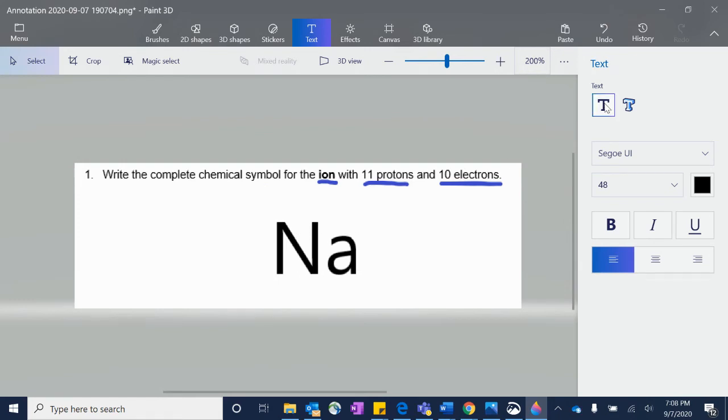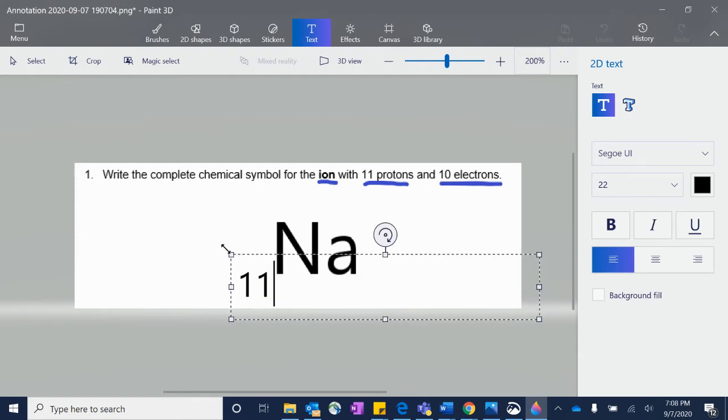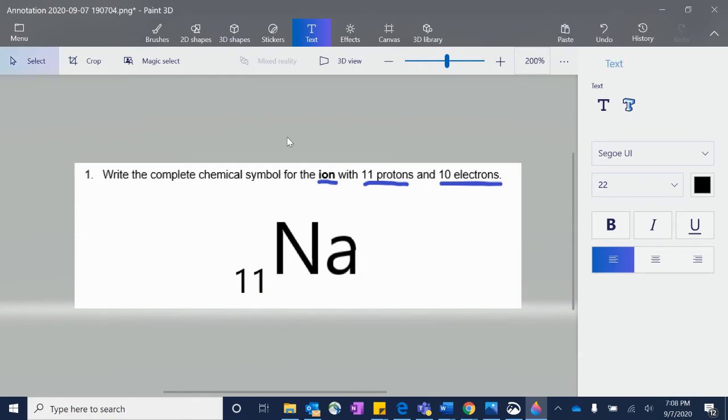I've got a symbol. The next thing we're going to do isn't anything super new. We've been doing it for a while. We're going to put the mass number in the top left corner and the atomic number in the bottom left corner. We just found that the atomic number was 11. That's how we figured out this was a sodium atom. So I'll put that there. And it doesn't tell us how many neutrons we have.